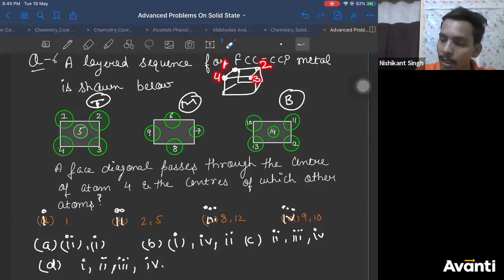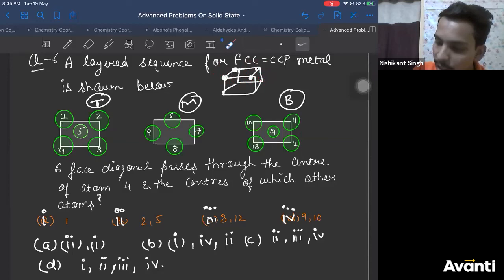So he's saying 4, this is one face diagonal, right? And this is 5. So obviously 2, 5 can be one face diagonal. 2, 5 is definitely one answer. Now, if this is 4, now your next layer is what? See that carefully. These are face center particles. So this face center is 9. This face center is 6. This face center is 7. And this face center is 8.